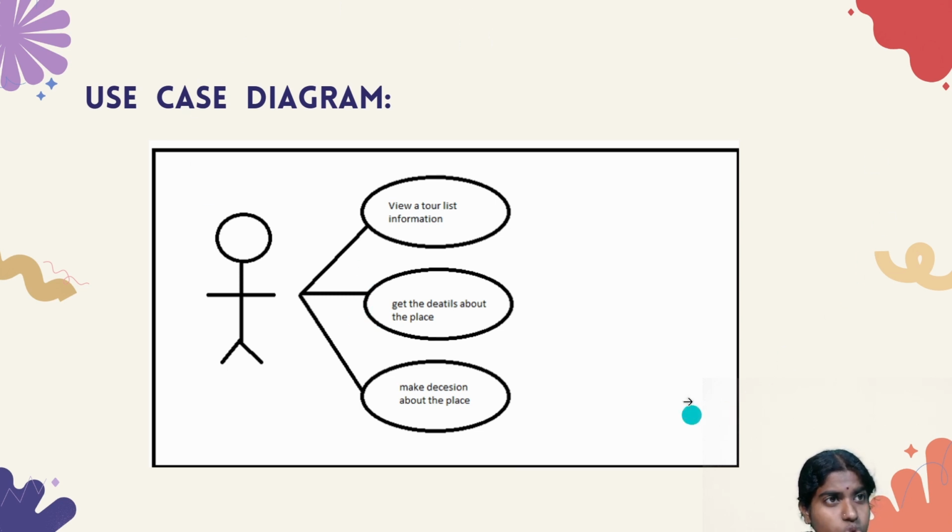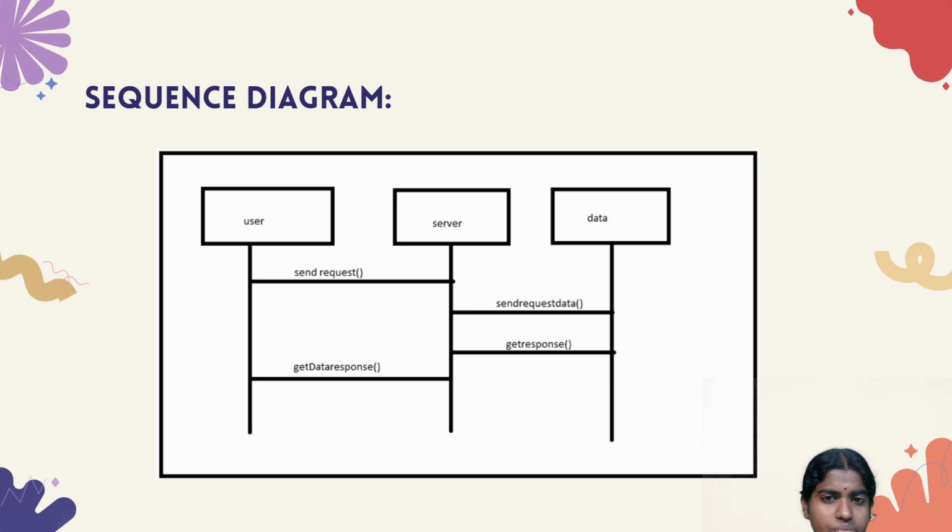So I am just depicting how this entire project works and what the different modules present in this project are. Firstly, he is going to view a tour list information, the different list of tourist places. Next, he is going to get the details about that place, where that place is located, and the relevant details about that place. And finally, he is going to make some decision about that place. Clear with this? So these are the different blocks that are involved in the use case diagram.